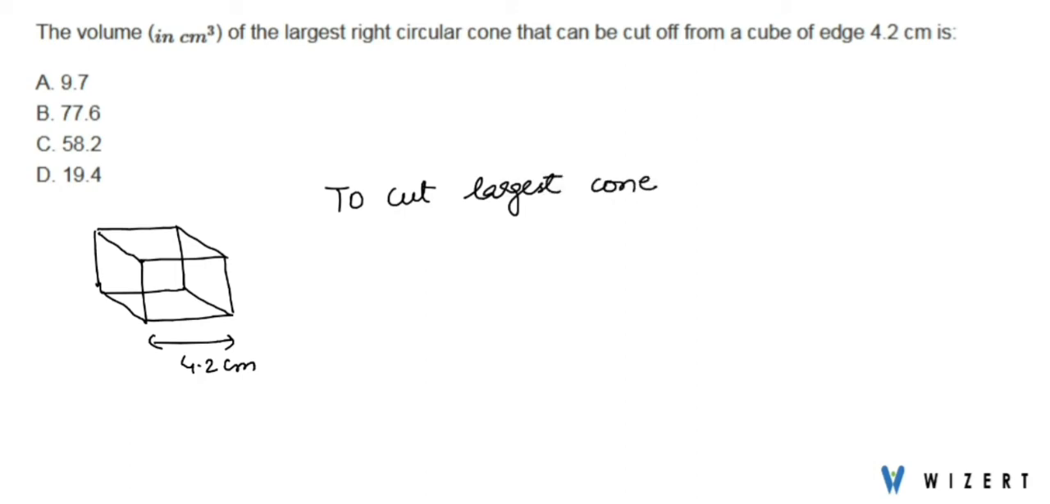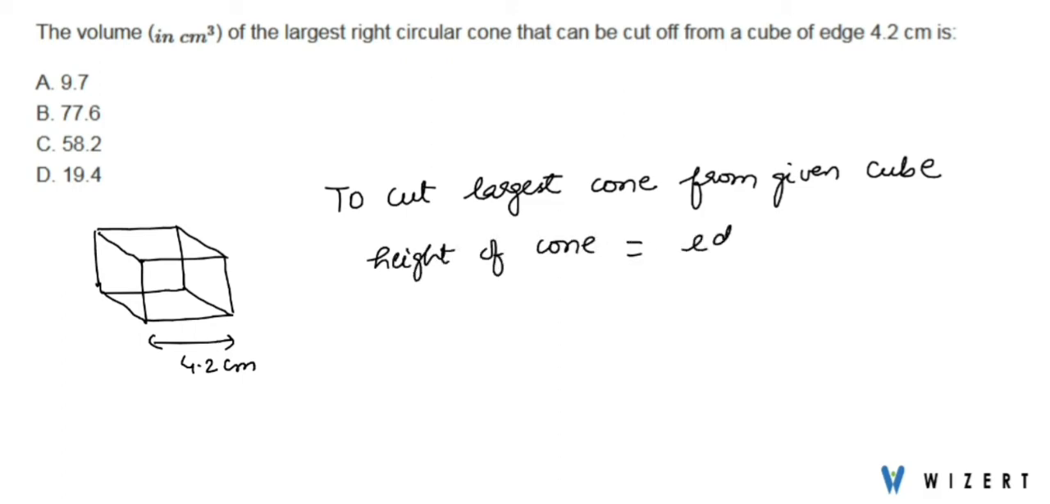So from the figure we can say if we have to cut the largest cone from the given cube, then what we can do is we should make the height of the largest cone as equal to the edge of the cube. Then only that cone will be the largest circular cone. So edge of the cube is 4.2 centimeter.